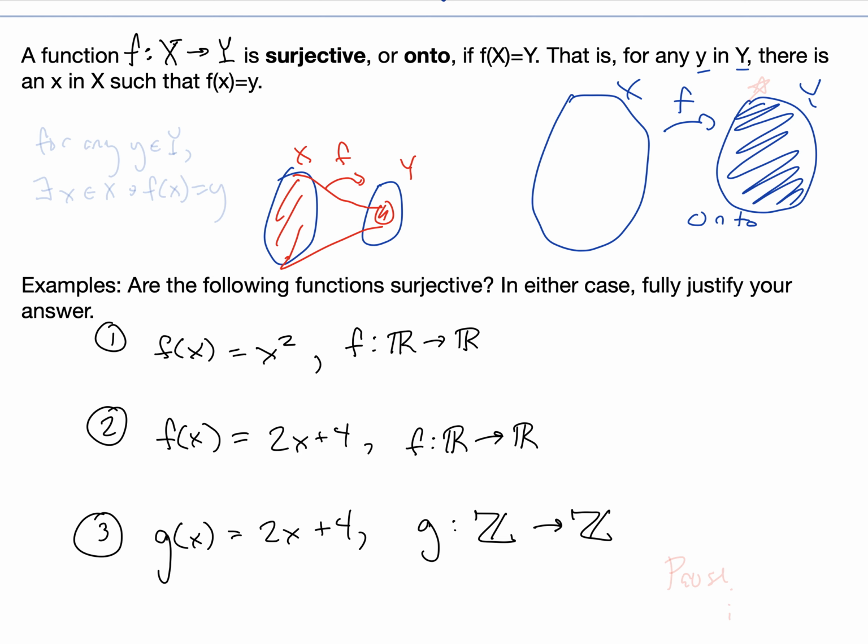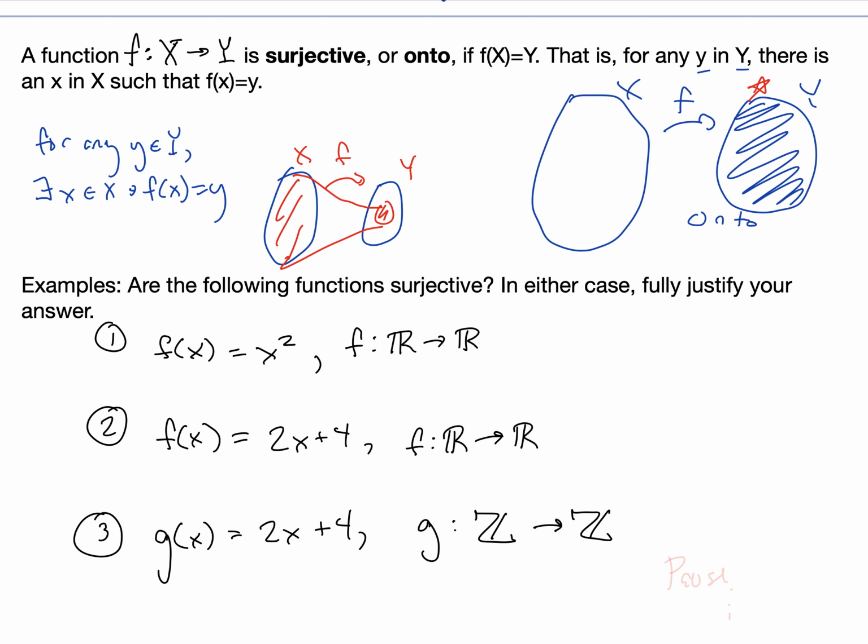So again, we're trying to show that for any y in Y, there exists some x in X such that f of x equals y. For any y in the codomain, there's some x in the domain that maps onto it. So let's look at these examples.